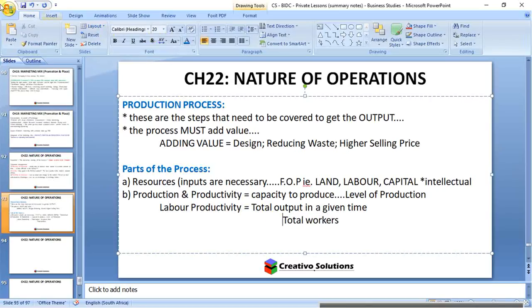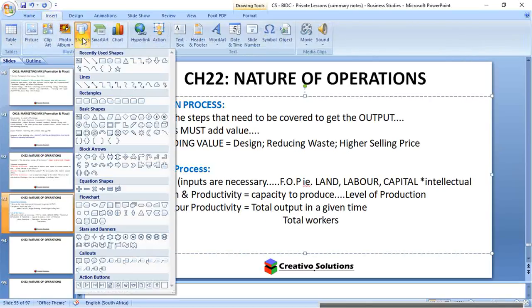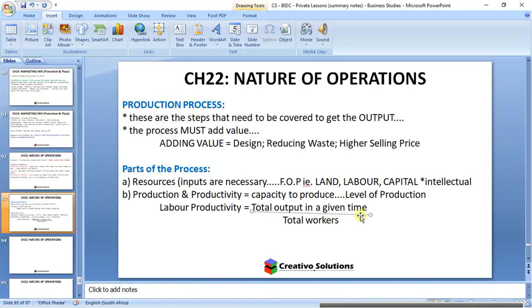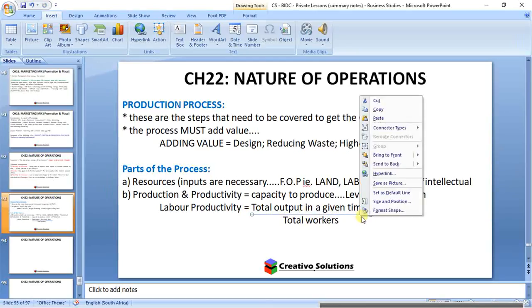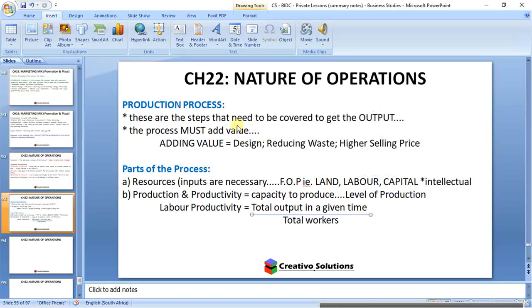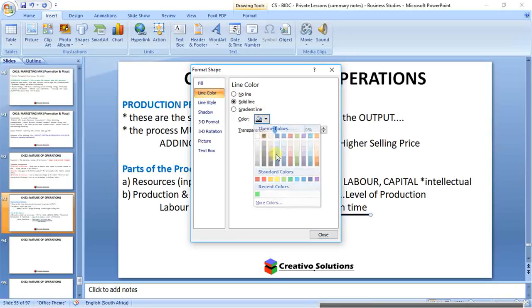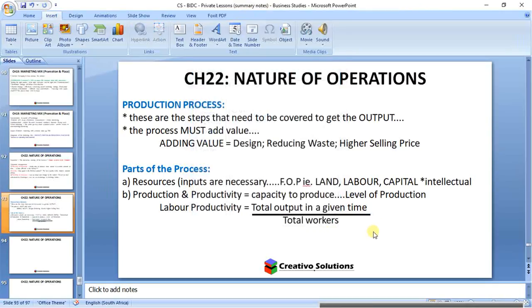Let's just put a line. Numerator and denominator. There's the one equation. There's only two equations here. It's not too much maths, just a little bit. Okay, that's the first one. Second one, capital productivity.